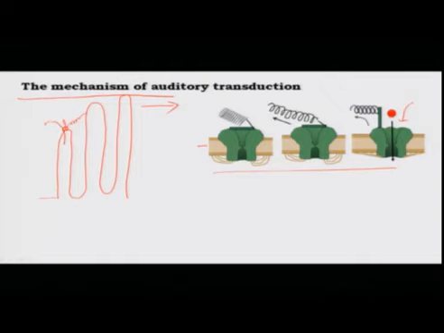now ions can come in, and this will lead to depolarization of this cell, and this will eventually lead to release of a synaptic neurotransmitter at the bottom of this cell, and then activity of the next neuron in the series. So, this is how the auditory signal, which is sound waves, is converted into electrical activity of a cell.